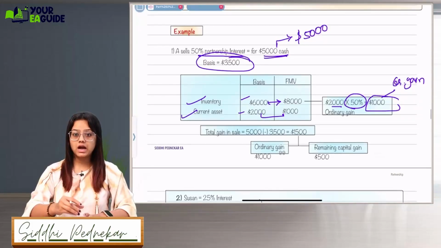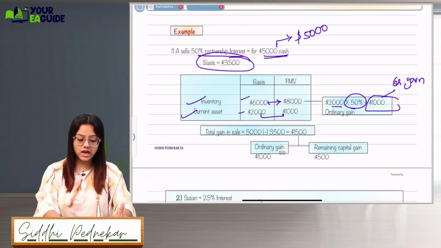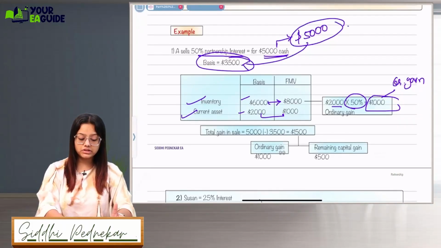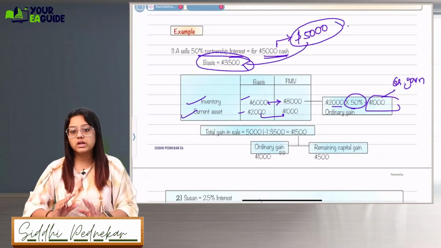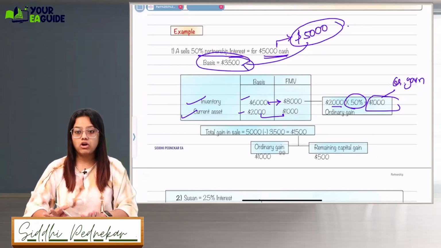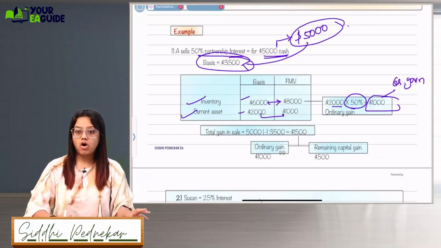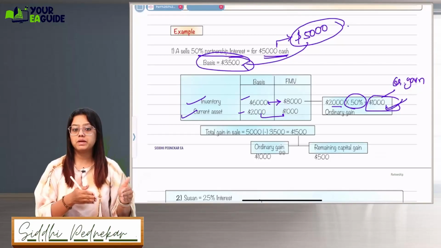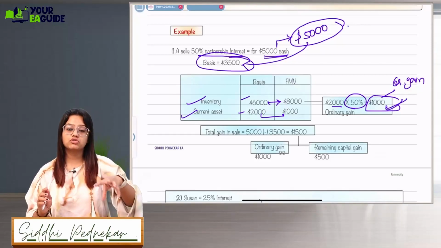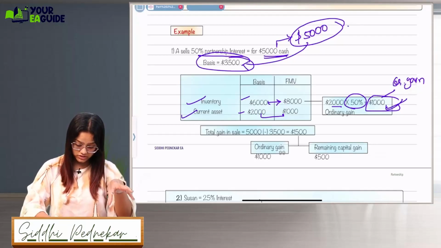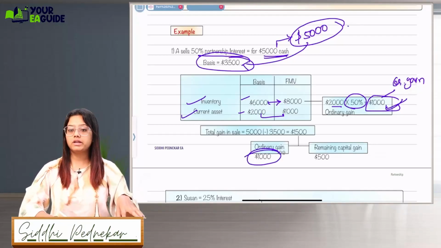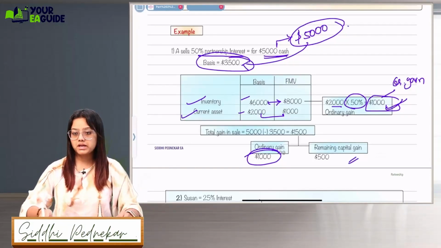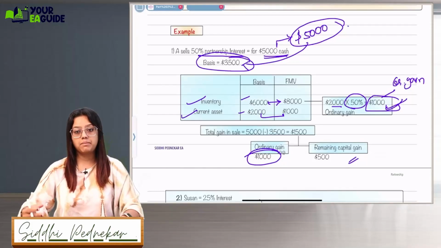What is the total gain? How the gain will be calculated? Just take how much cash you have received, compare it with the partnership interest. So my total gain is 1500. Out of that, I will recognize ordinary gain of $1000. What is the $1000? The difference between the basis and the FMV into how much percentage you are selling will be considered as the ordinary gain, and whatever is the remaining out of 1500 will be your capital gain.